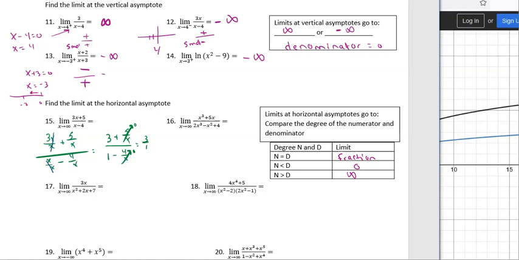Let me show you the shortcut. Look at your x's right here. See them? They are both to the first power. You have 3x to the first, you have x to the first. So that means that the degree of the numerator, the powers of the x's, is equal to the degree of the denominator. So that means that you can look at the coefficients. So 3, this is technically a 1 right here because there's nothing written. So if we look at our coefficients, we have 3 over 1, which gives us 3.